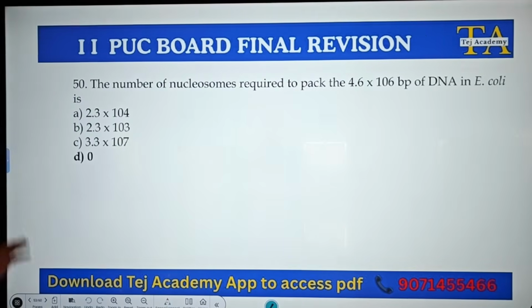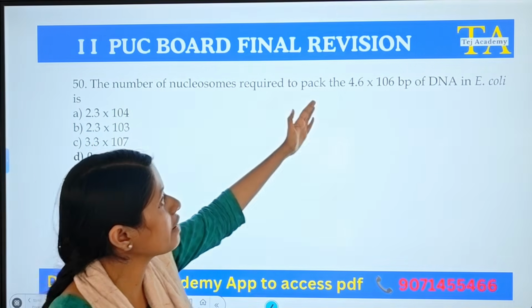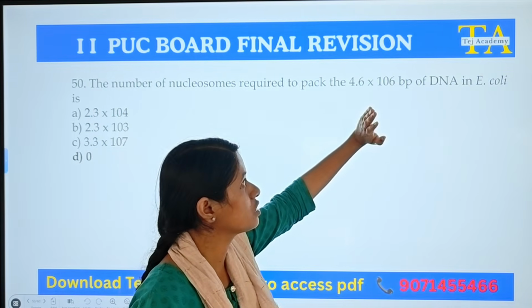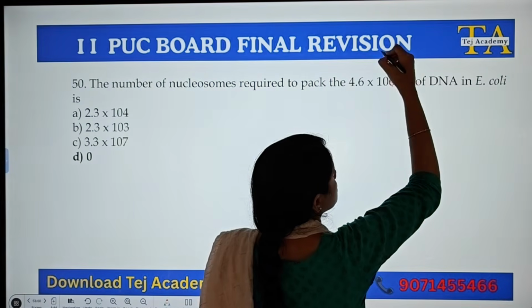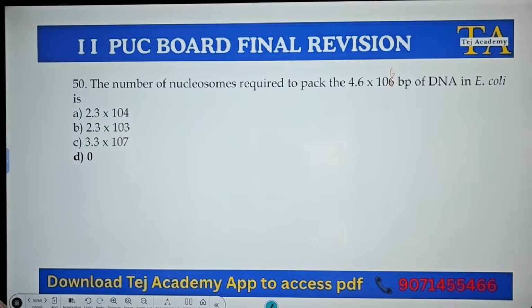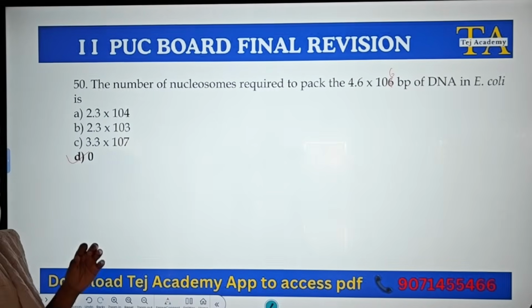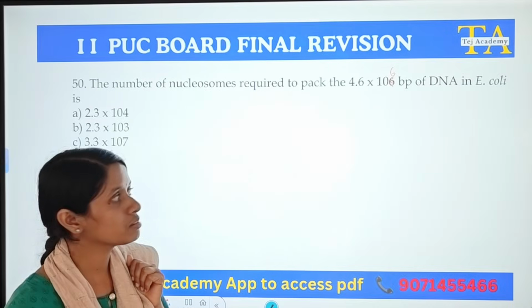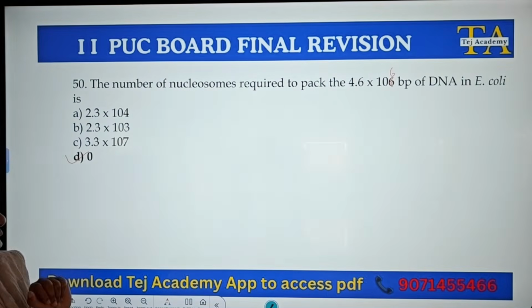Next question is, the number of nucleosomes required to pack the 4.6 into 10 to the power 6 base pair of DNA in E. coli is? The answer is 0. It is a common sense based question. Why I said like that is that E.